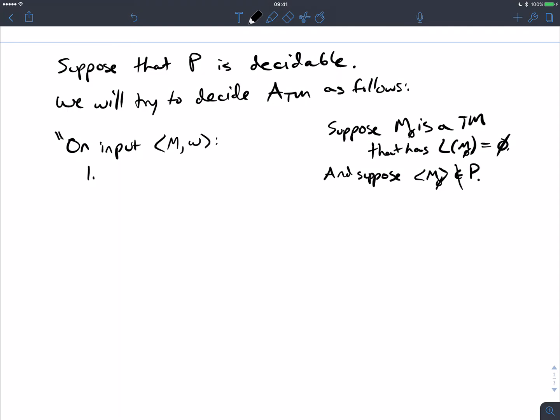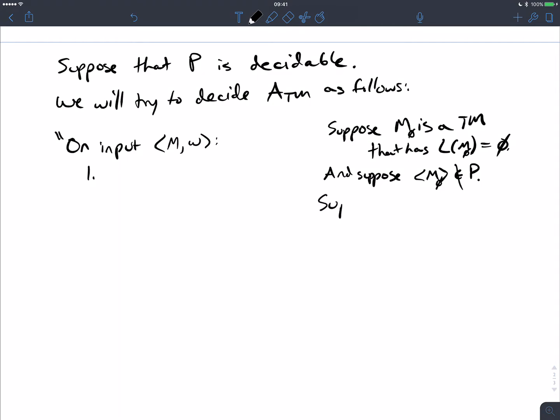Does it have empty language? No, not M sub empty, the other one. Could it have empty language? It's a property of Turing Machine languages. If they have the same language, then they either both have the property or neither do. So, for any machine that does have property P using this supposition, it has non-empty language.